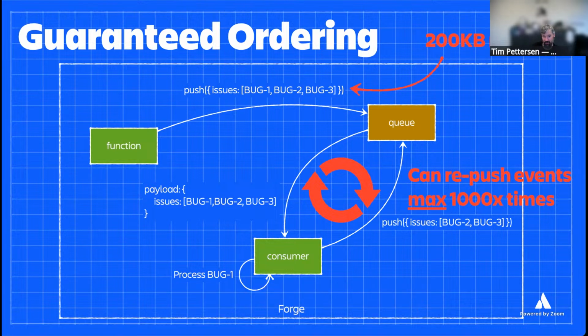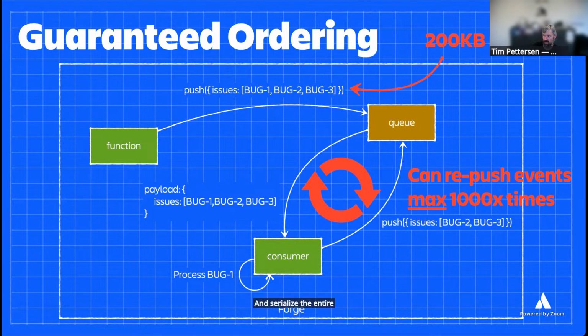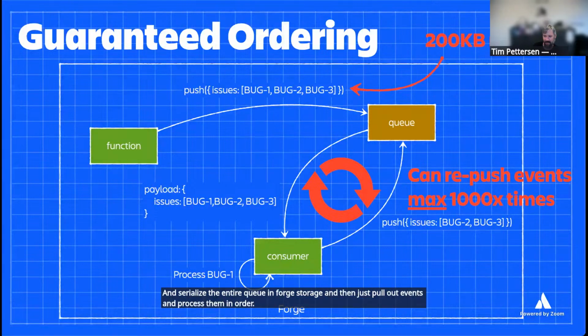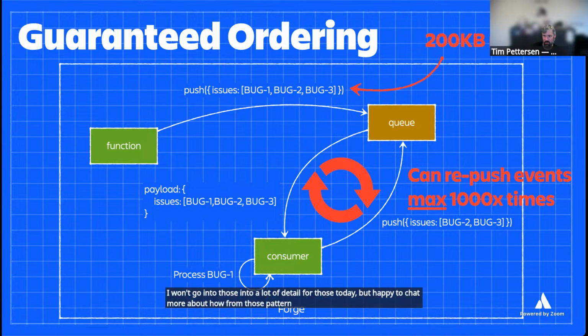Or if you want to support a not completely unbounded, but very large number of items, instead of using an async function queue to store the events, you can use a scheduled trigger and serialize the entire queue in Forge storage, and then just pull out events and process them in order. I won't go into a lot of detail on those today, but I'm happy to chat more about one of those patterns if you need some support later on.